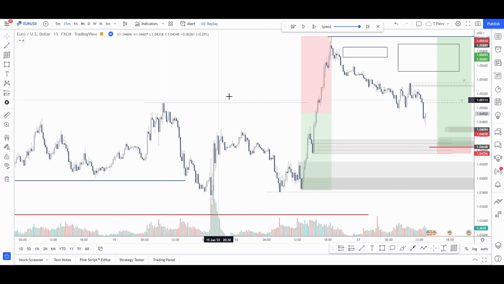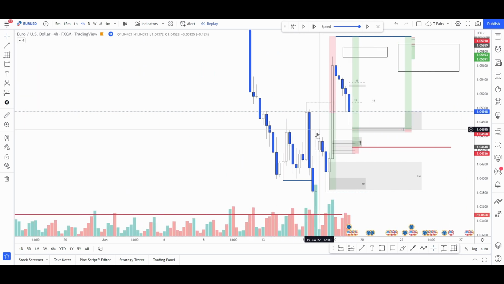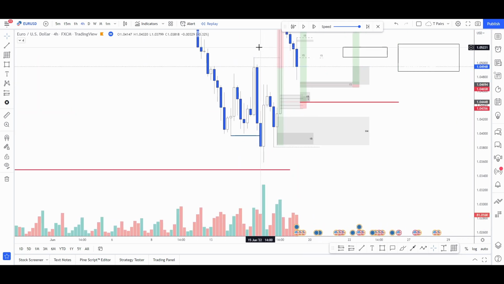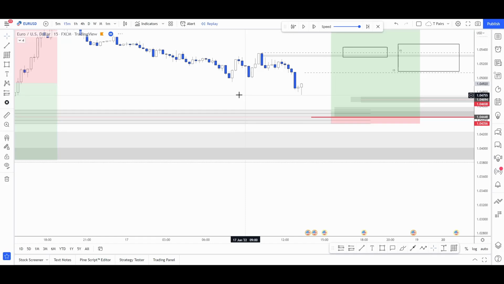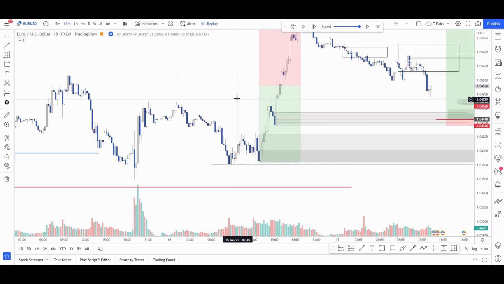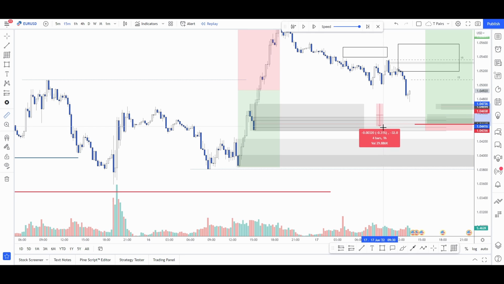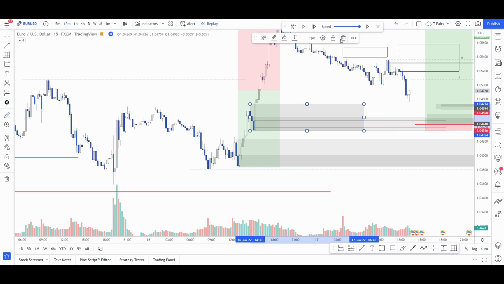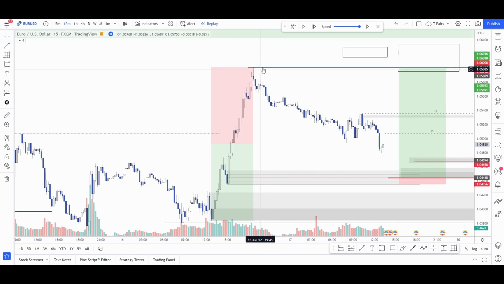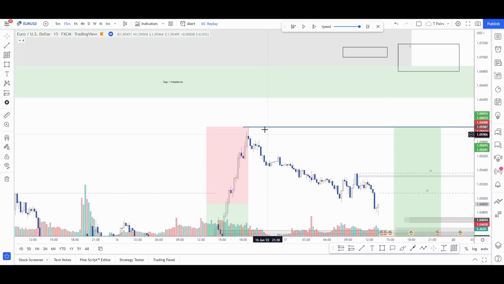So this break of structure right here, was this a 4 hour break as well? Yeah, it was. This was a 4 hour break as well as a 15 minute. So the last pullback was essentially here. I identified this as a zone, but again, just a little bit too big. That was 40 pips, just way too big for me to even consider, because the target was going to be up here, this blue line.